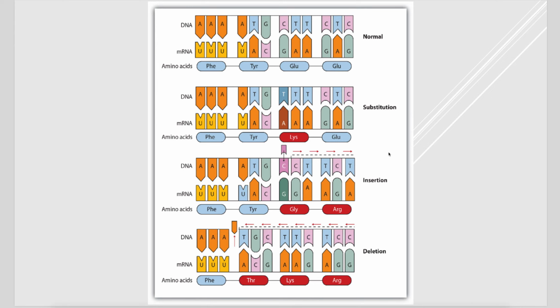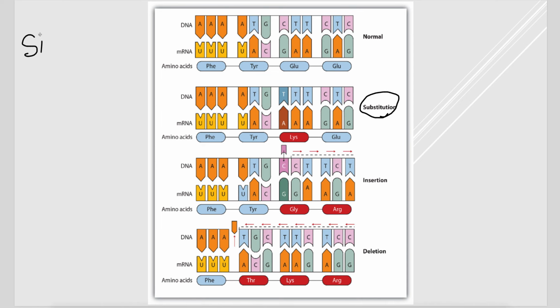So here's some examples of mutations. If this is a normal sequence, here you can see DNA. Remember, DNA is transcribed to RNA. RNA is translated to protein. And you can have a number of mutations. One is a substitution. A substitution is when you change one of the bases. And you can have a variety of examples of substitution.